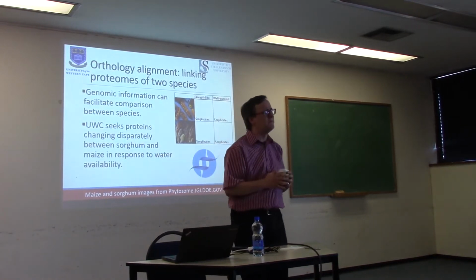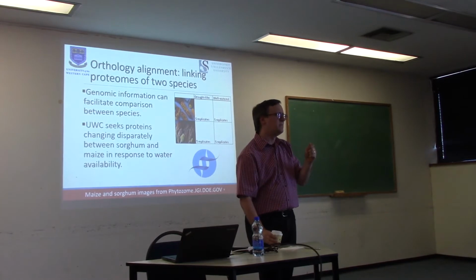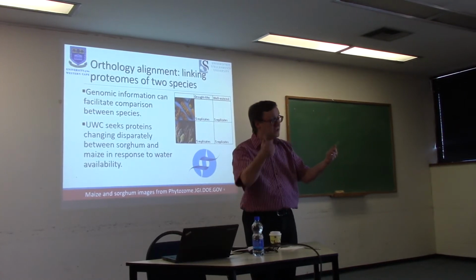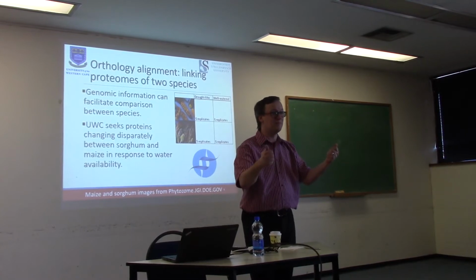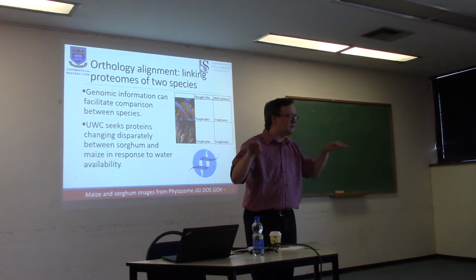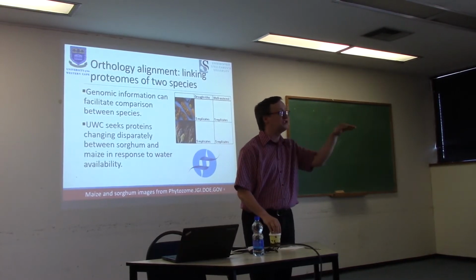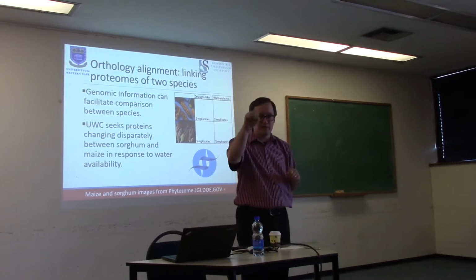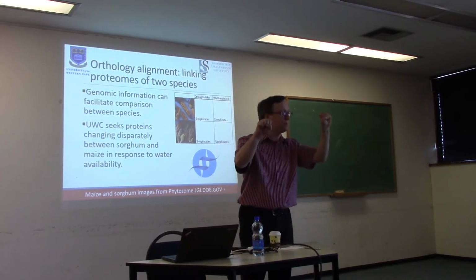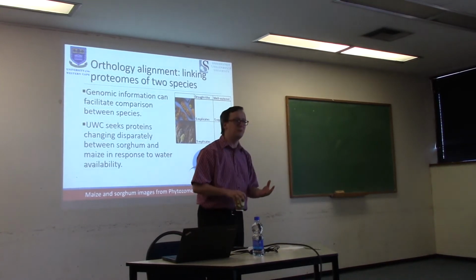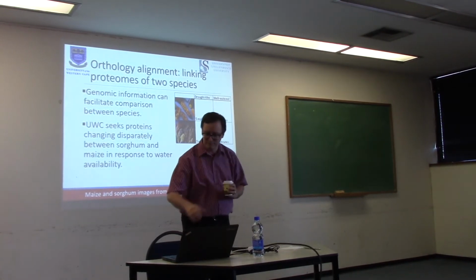But here's the problem. We want to be able to see that the same gene in maize is behaving like its relative in sorghum. So we call these orthologs. The same gene in different species, those are orthologs. So we needed to have a map, an orthology map, that let us say that for this protein in sorghum, this protein in maize is its best ortholog. It sounds simple, but in fact it's kind of a hard thing to get at.